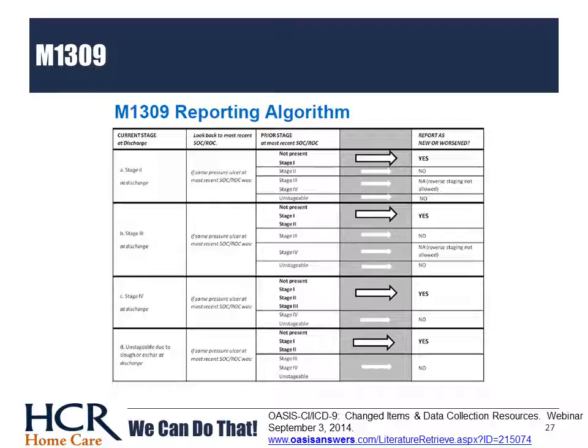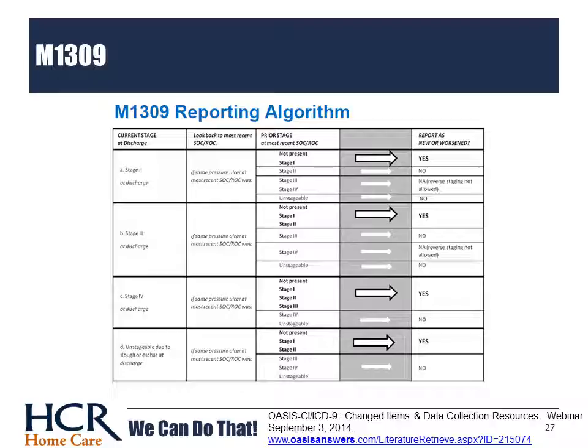But looking at stage 3s, if you're currently looking at stage 3 at discharge, and at the most recent start of care or resumption of care, either it wasn't present, or it was present as a stage 1, or it was present as a stage 2, then yes, it has worsened over the course of the episode, and we would report it on M1309 as a number. If it was a stage 3 at the most recent start of care and it's currently still a stage 3, then no, it has not worsened, so we would report a 0.